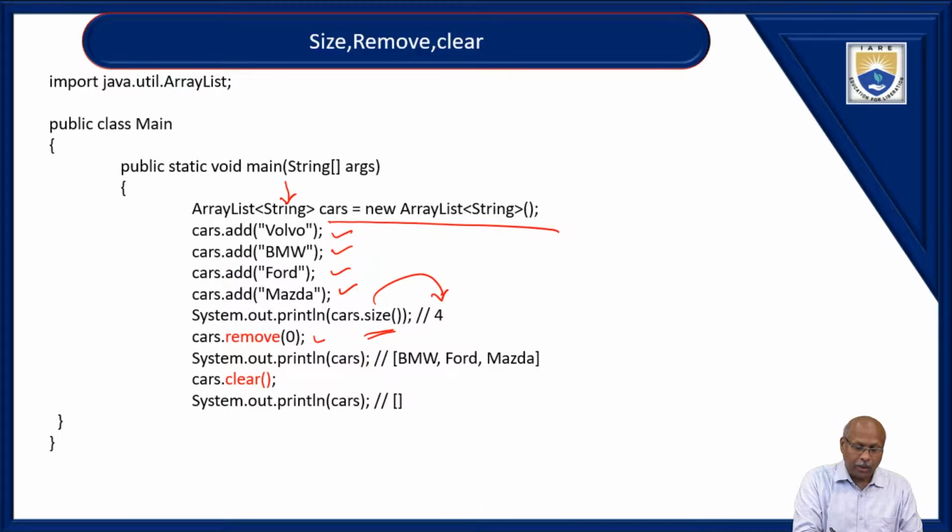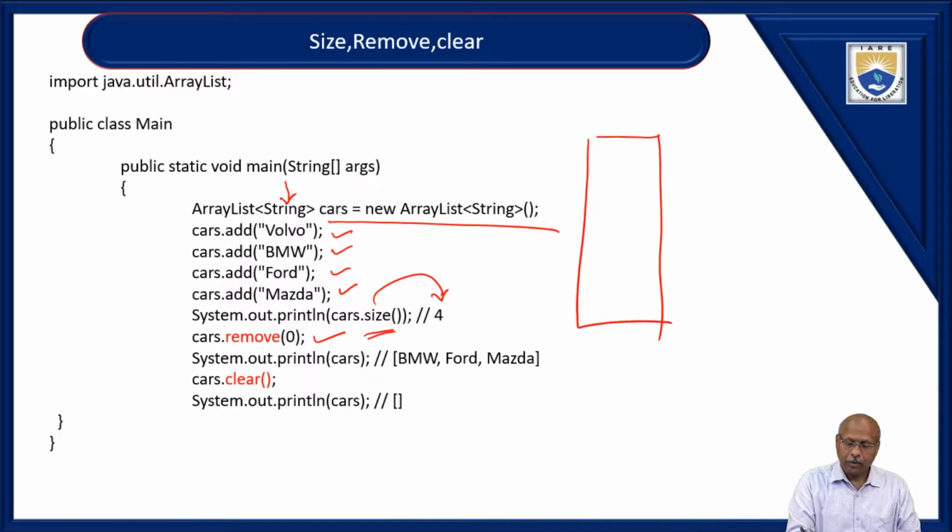Similarly, if you say remove the 0th item, actually this is your ArrayList. Initially Volvo is there at 0th place, then BMW, Ford and Mazda: 0, 1, 2, 3. Now when you say car.size, automatically it says that there are 4 items. So 4 will be printed.